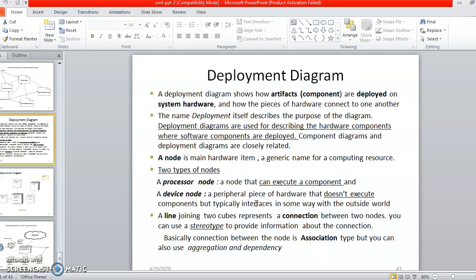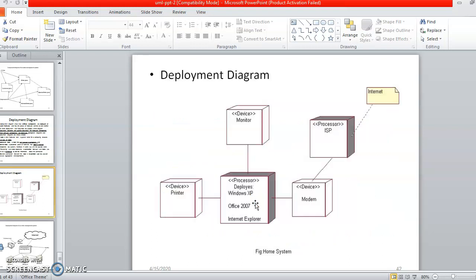Last one is the deployment diagram. A deployment diagram shows how artifacts are deployed on system hardware and how the pieces of hardware connect to each other. These are some of the structures: nodes, process node, device node, lines. This figure shows a deployment diagram.